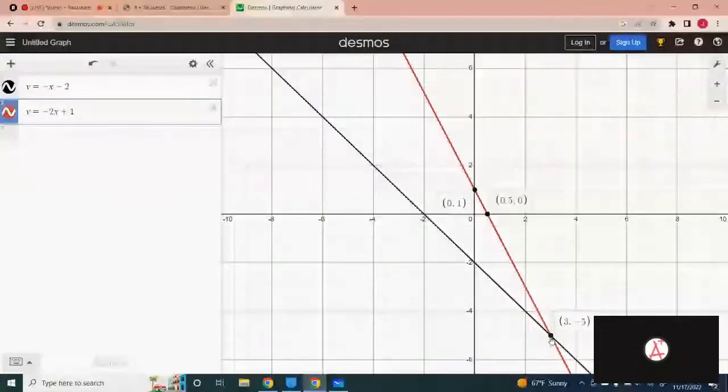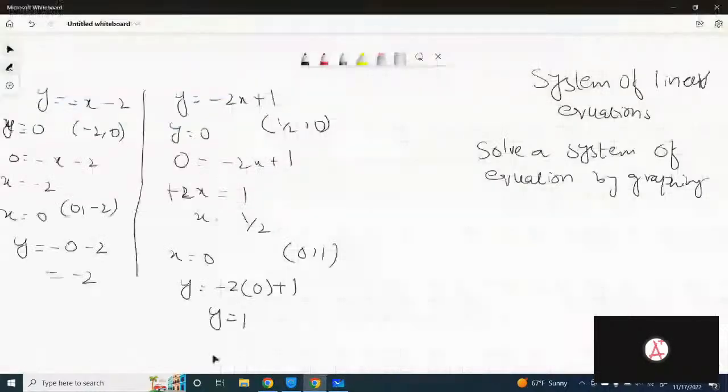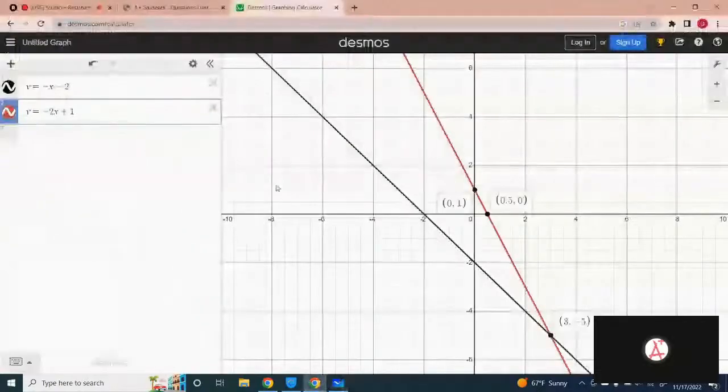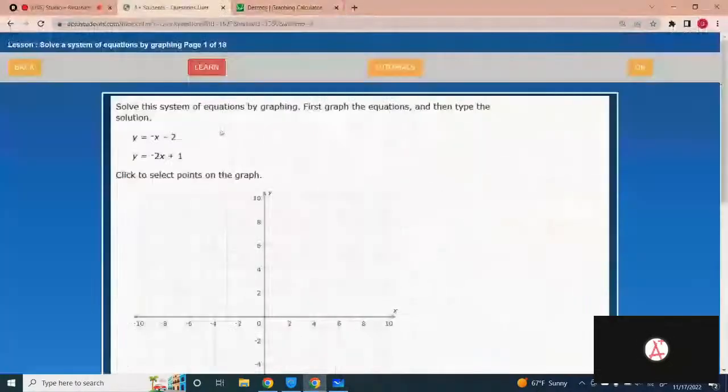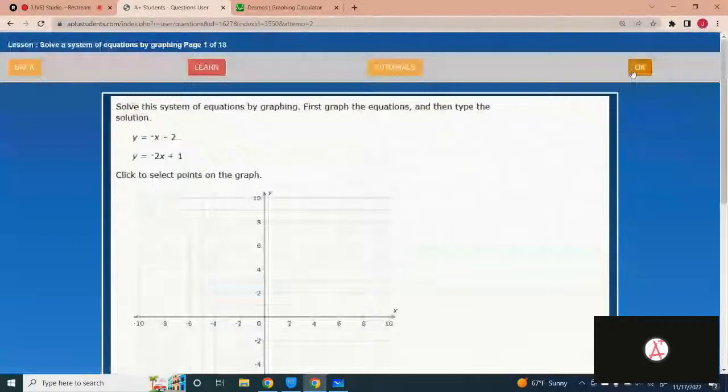Is there any problem? You can ask a question if you have any. You can plot the graph on graph paper and find the point. So the correct option is (3, -5). That would be the correct option. Just select the correct option and click on the OK button.